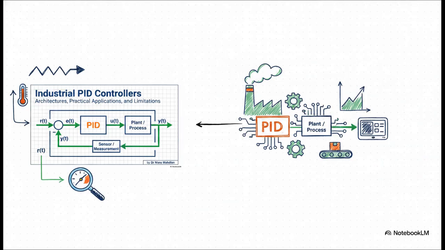Let's unpack the complete mathematical flow of a closed-loop industrial PID controller. It all begins on the left with our reference set point, R of t. Now, this is compared against our feedback to generate the resulting error signal, E of t, which feeds directly into the PID block. The controller processes that error to produce its output, U of t. That control signal is what actually drives the plant or process, resulting in our final process output, Y of t. And crucially, the sensor or measurement block closes this whole loop by feeding Y of t right back to be compared against our initial reference, R of t. It's an elegant, continuous loop.